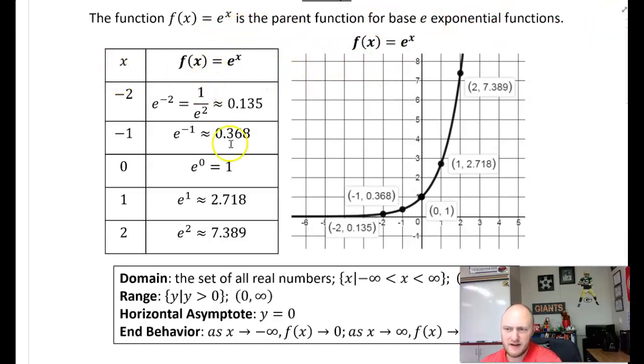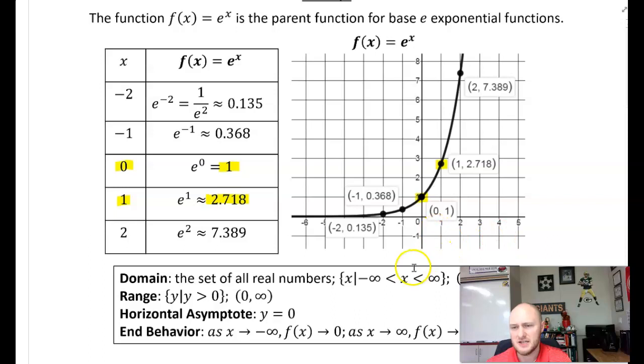All right, so here is your introduction to the base and parent function e to the power of x. You'll notice we have a table of values here. As x is negative 2, the function f of x equals e to the x is 0.135, very small. If I plug in negative 1, that's 1 over e. If we plug in 0, we get 1. Anything to the power of 0 is 1. And if we plug in 1, we get e to the first, which is just 2.718 approximately. If we plug in 2, we get approximately e squared, which is 7.389.